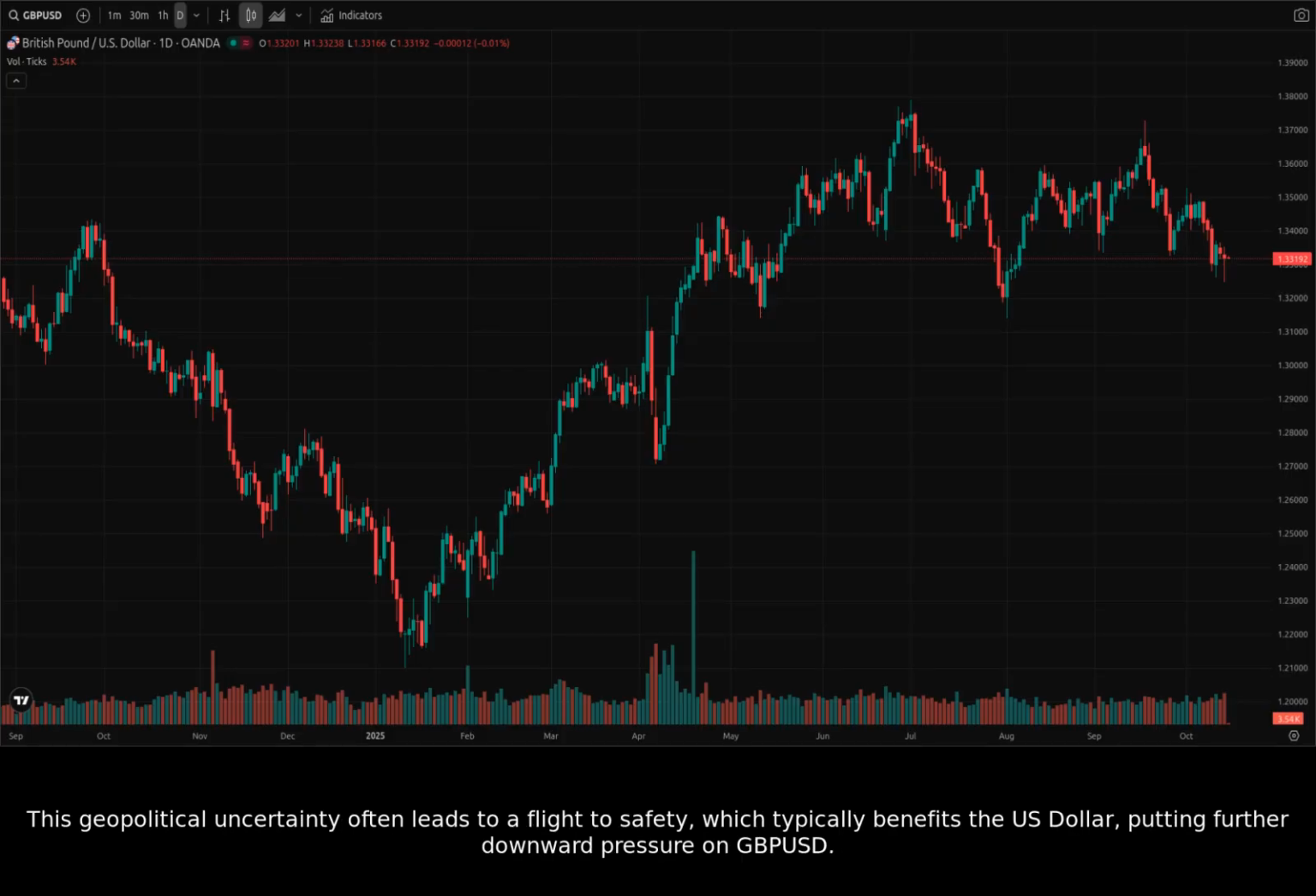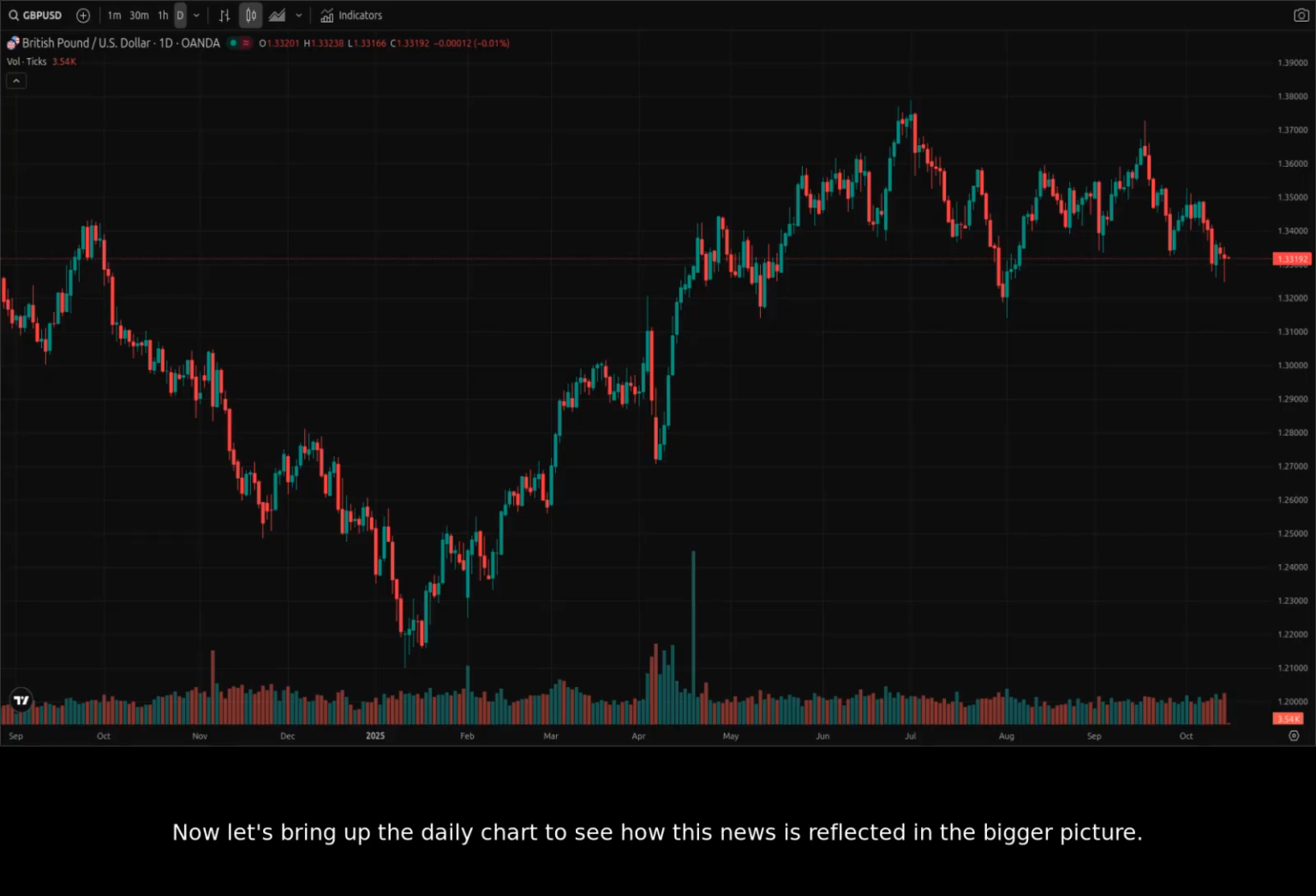This geopolitical uncertainty often leads to a flight to safety, which typically benefits the US dollar, putting further downward pressure on GBPUSD. Now, let's bring up the daily chart to see how this news is reflected in the bigger picture.